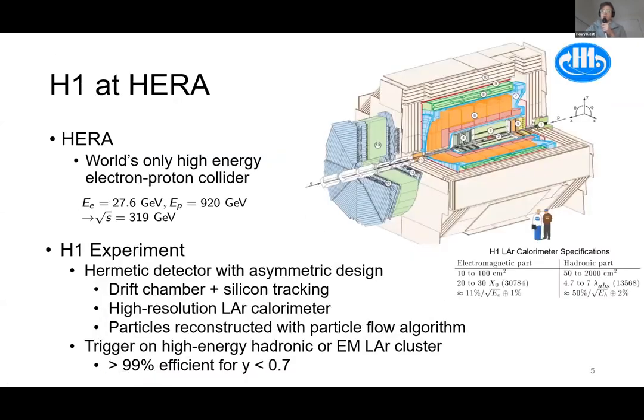So we're using here the H1 experiment at HERA with a root S of 319 GeV. H1 is a hermetic detector with an asymmetric design, had a drift chamber and silicon tracking, but the centerpiece of the detector was the high resolution liquid argon calorimeter that did a great job measuring both EM and hadronic particles. And particles are reconstructed with a particle flow algorithm, and the trigger is highly efficient for y less than 0.7.